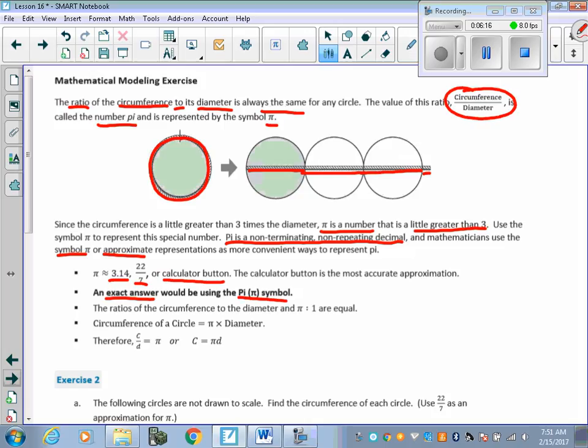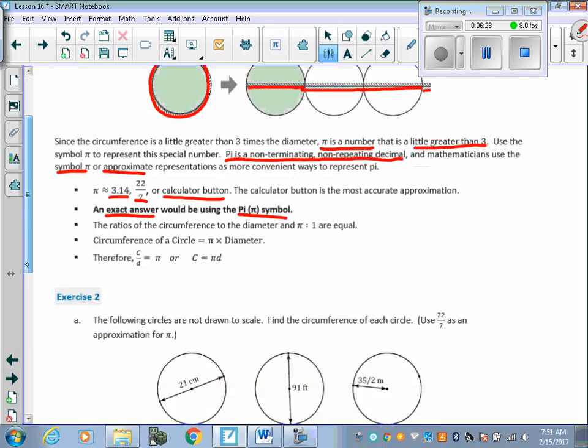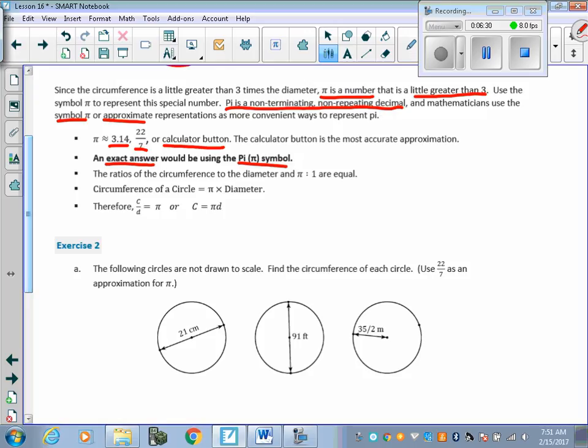Okay, you do not put in 3.14 or 22/7 or even use the calculator button, even though the calculator button gives you a pretty good approximation. Exact means use the pi. The ratio of the circumference to the diameter and pi to 1 are equal. They are in proportion. Again, the unit that we are talking about now, ratios and proportions.